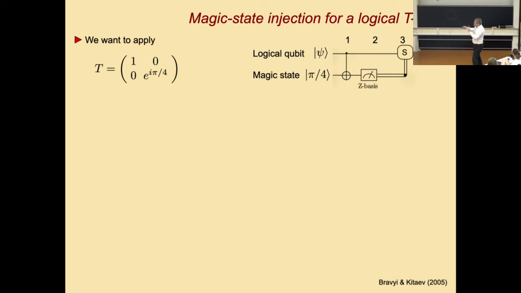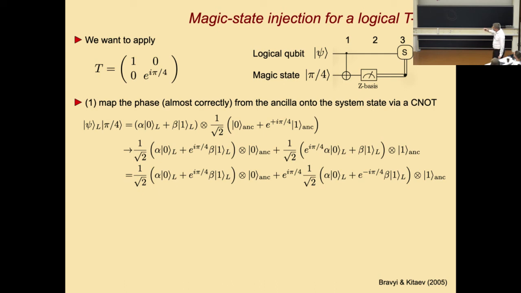So what is this T gate? It is doing a 45-degree rotation about the z-axis. And if we have that, we can essentially reach, together with the Cliffords, any point on the single qubit Bloch sphere. That's what gives us the universality. So how does this magic state injection work? Let me try to go slowly through this.